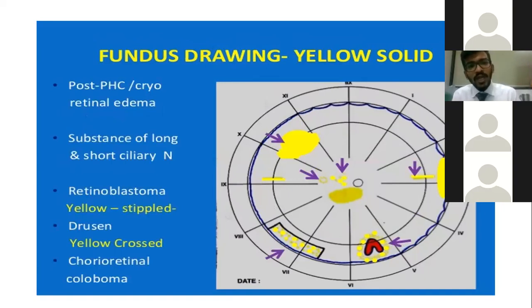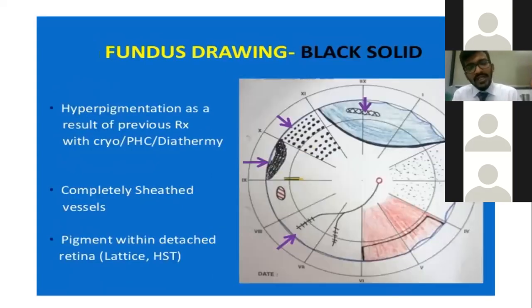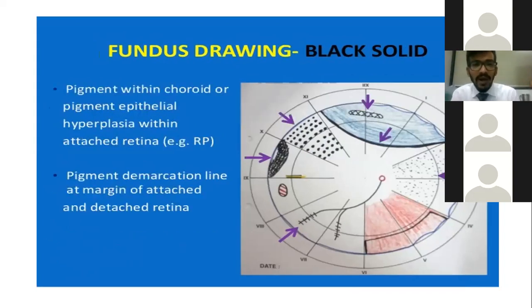Retinoblastoma mass can be drawn with a yellow stippled, that is a yellow dotted area. Black solid is for any pigmentation, that is laser marks. If you see established, pigmented laser marks, old laser marks, you draw with black. Any cryo mark you see is also with black. So all the scars, laser marks and cryo are with black.